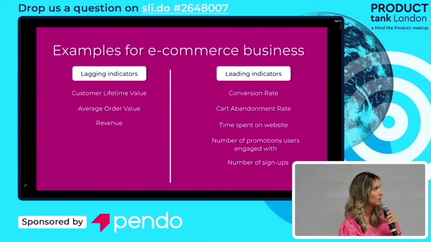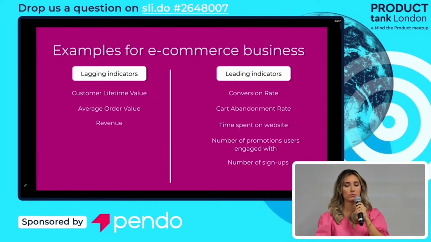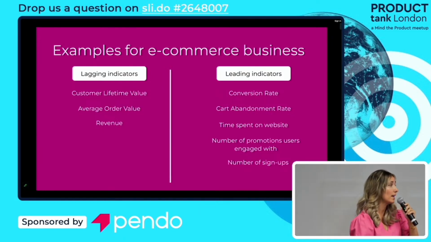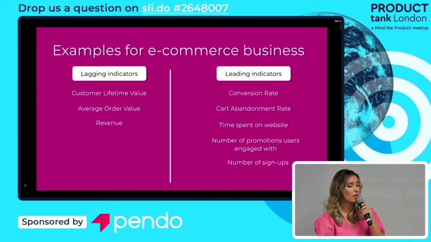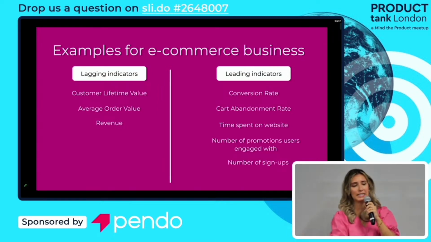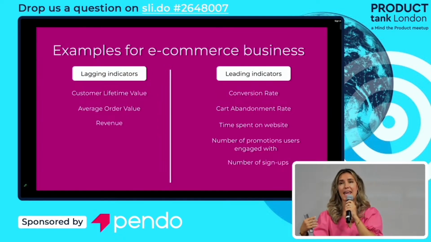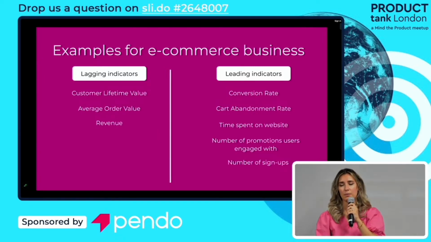And here are just some e-commerce examples of lagging and leading indicators. Lagging indicators are the numbers everyone knows, your customer lifetime value, average order value, revenue, but they're measured on quite a long time frame. Your leading indicators could be things like conversion rate or cart abandonment rate or time spent on website, number of promotions users engaged with, number of signups. And I think you can be really creative with leading indicators and make them a lot more specific to the outcome or the user behavior you expect customers to take from your change, and it could be applied to product, marketing, anything.